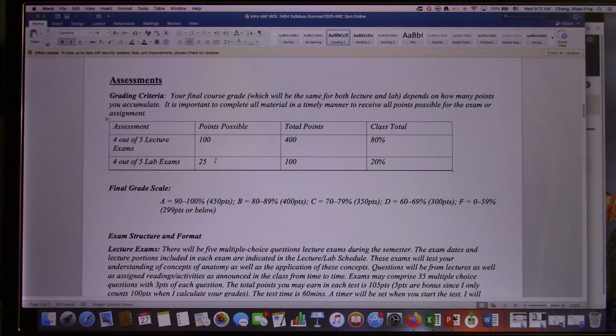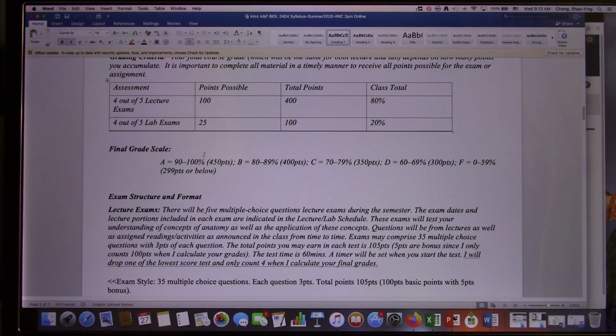We have 5 units, and I only count 4. So you can mess up 1 test, 1 lab practical. And 125 multiplied by 4 is 500. So I use 500 to count your basic points, and that's how you get your criteria. So 450 you get an A, 400 you get a B, and it keeps going.